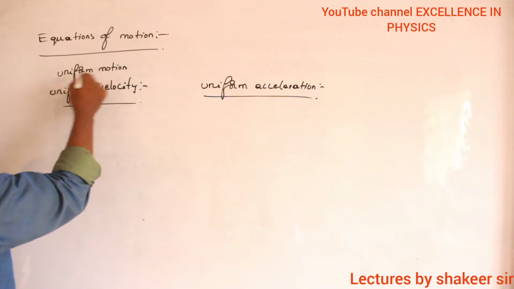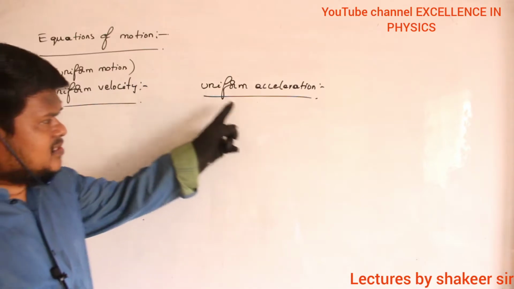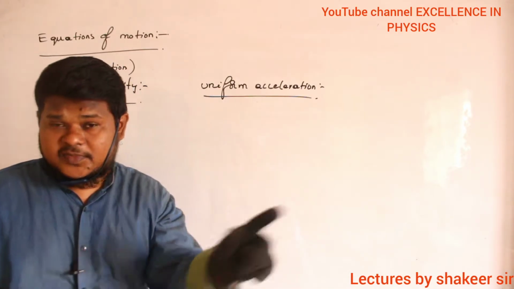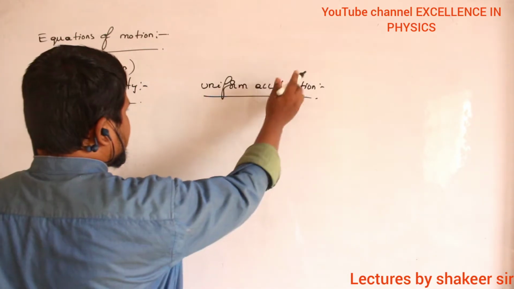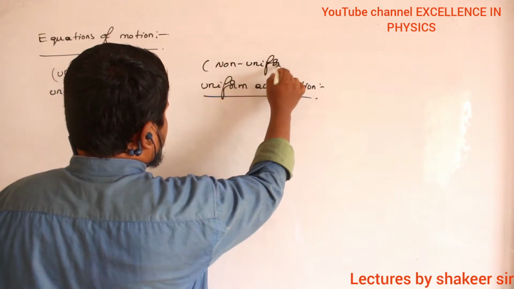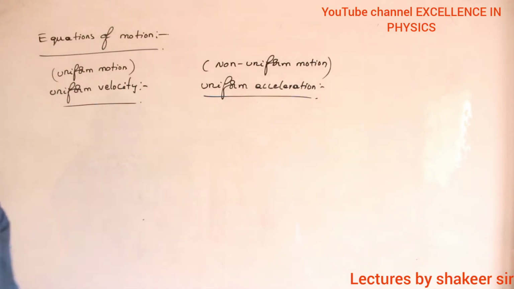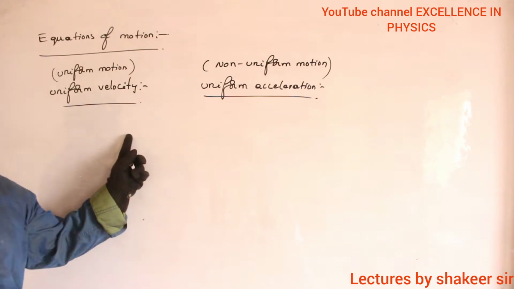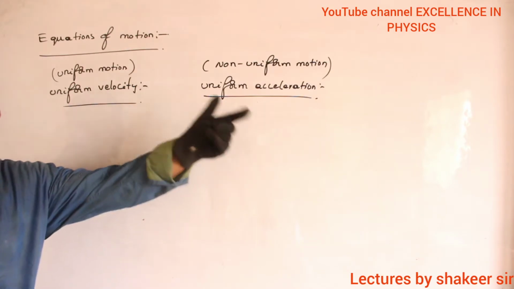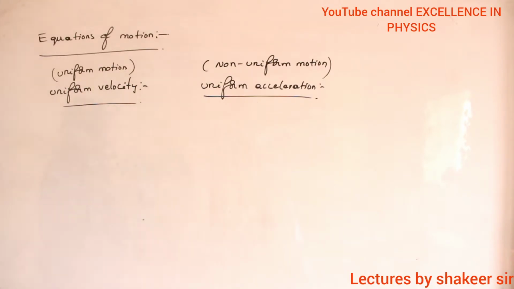If the body is traveling with uniform velocity, the same type of motion you can call uniform motion also. Clear? But if the body is traveling with uniform acceleration, then what do you call this? Then you call this non-uniform motion. This is the basic difference between uniform motion and non-uniform motion. If the body is traveling with the same velocity, it is called uniform motion. If the body's velocity is continuously changing, or the body is traveling with uniform acceleration, then it is called non-uniform motion.